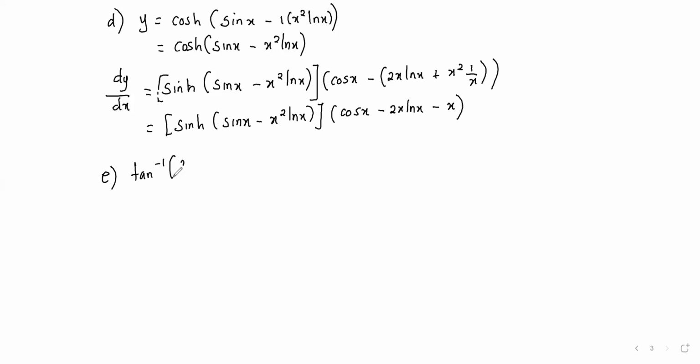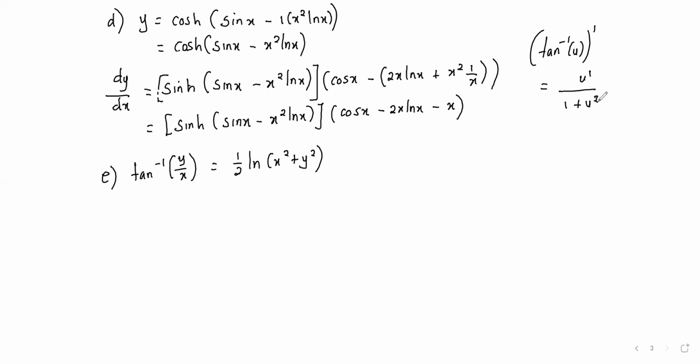And then E: tan inverse of y over x equal to half ln of x squared plus y squared. When we differentiate a tan inverse, if I have tan inverse of u and I want to differentiate, I'll get u prime over 1 plus u squared. So in this case, our u is y over x.